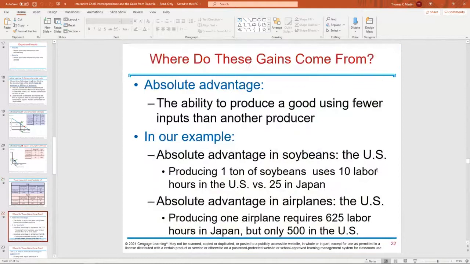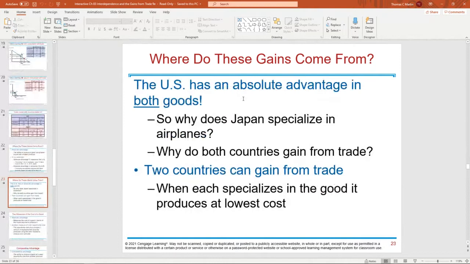As we talked about at the very beginning, the absolute advantage, the ability to produce a good using fewer inputs than the other producer. We build airplanes with 500 hours versus 625 hours. We produce a ton of soybeans with 10 hours versus 25 hours. So we had absolute advantage on both products. But we don't have a comparative advantage on both products. And the reason that Japan will specialize on airplanes is because their opportunity cost producing airplanes is less than their cost to produce soybeans. And it's reversed when you go to the US.